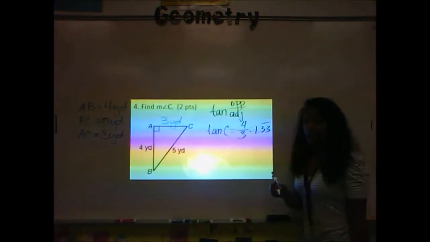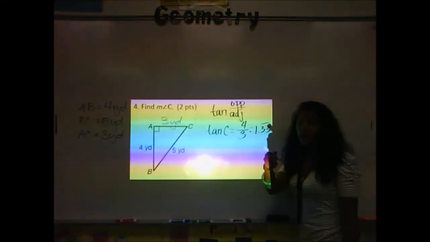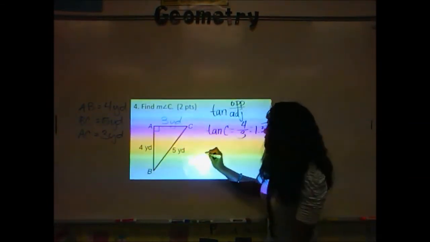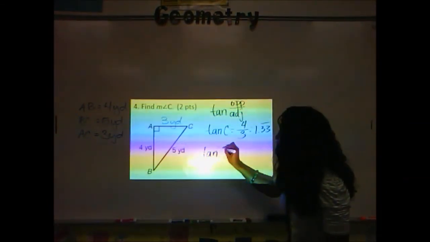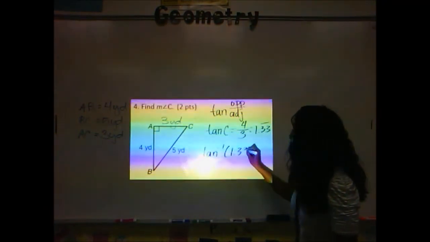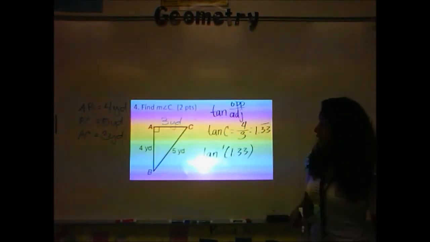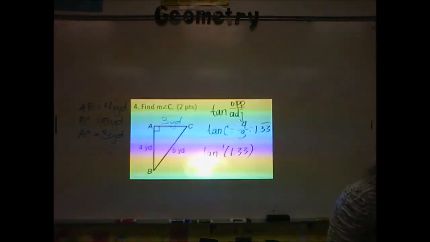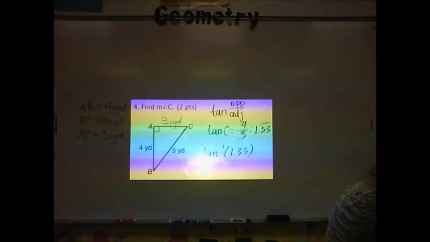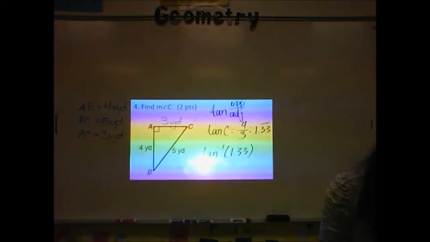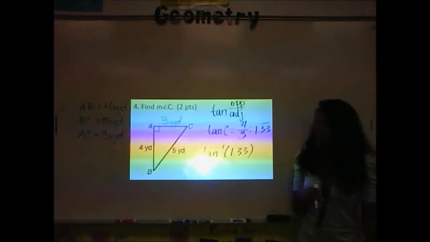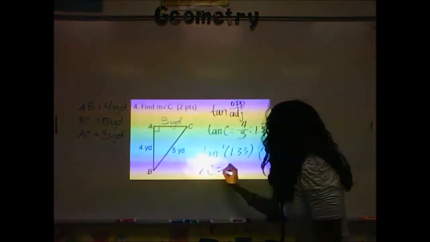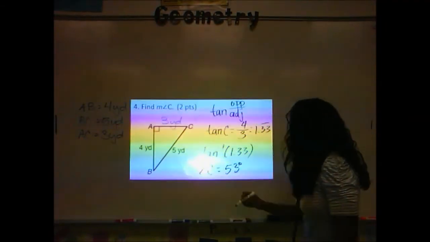Now what are we going to do with this decimal? Remember, we're trying to find the angle. So are we going to use regular tan or inverse tan? The inverse tan. So we're going to find the inverse tan of 1.33. Go ahead and plug that in. What do we get as the angle? Round it to the nearest whole angle. 53 degrees. So angle C is equal to 53 degrees. Don't forget the degree sign.